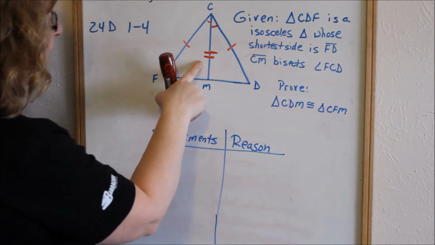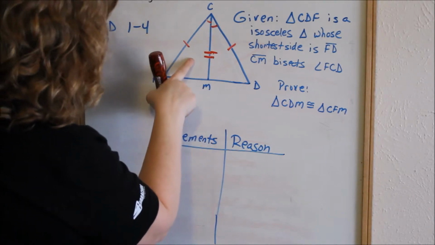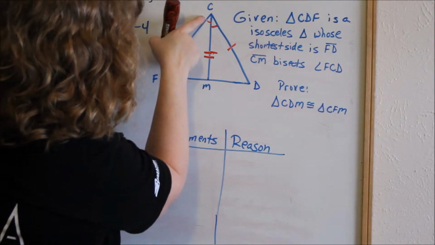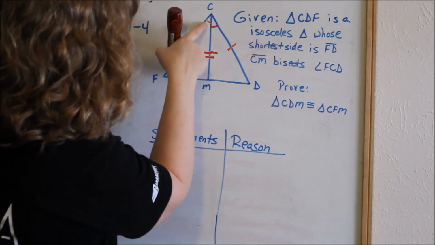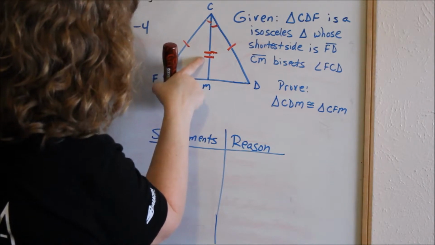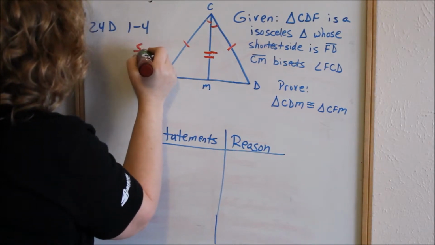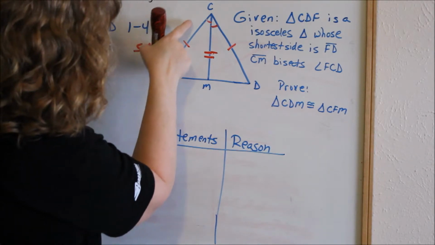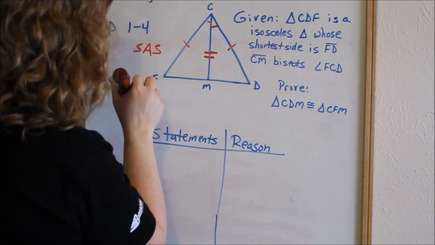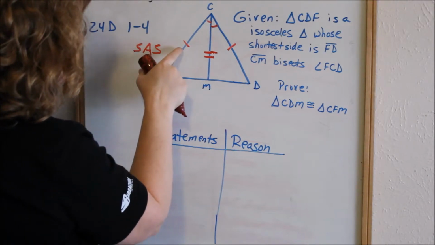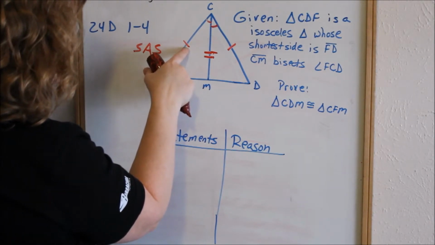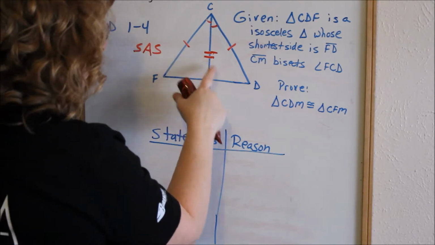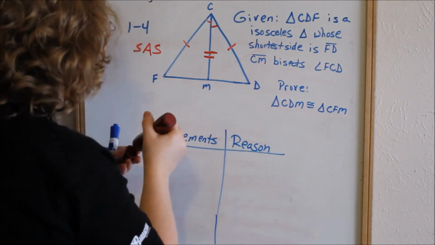Okay? And now I can see if I just look at one triangle. Let's look at this left triangle. I have marked a side, an angle, and another side. And I have marked the angle in between these two sides. So therefore I can prove that these two triangles are congruent by side, angle, side. Now I need to make a statement for each one of these that I've marked. I need to make a statement for this side, for this angle, and for this side in order to show that these two triangles are congruent.